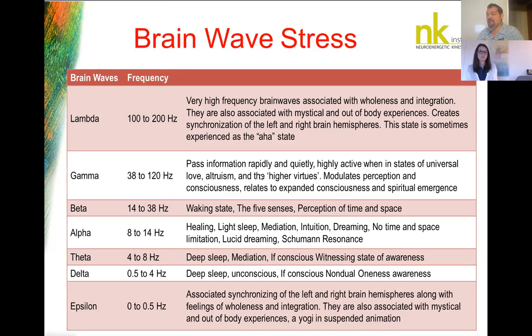Then when you go up to gamma, this would be the higher mental body where you've got thoughts of altruism and noble thoughts, or the higher astral body where you've got the noble emotions, where you're thinking about the benefit of others and the well-being of other people.